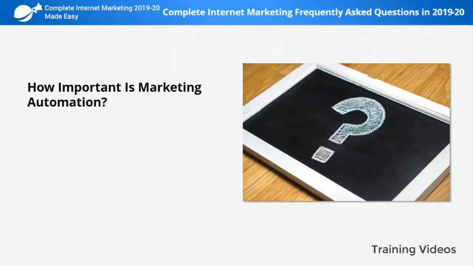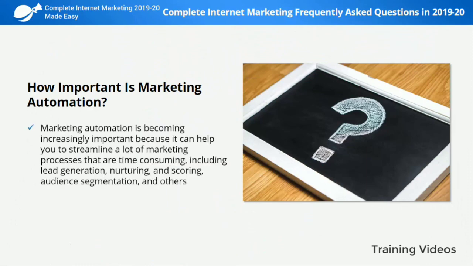How important is marketing automation? Marketing automation is becoming increasingly important because it can help you to streamline a lot of marketing processes that are time-consuming, including lead generation, nurturing and scoring, audience segmentation, and others.